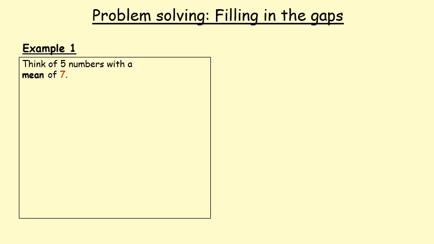Okay, so slightly different example. What we're going to work on now is filling in some gaps. So what I'm talking about when I say that is, so we've got this question here. Think of 5 numbers with a mean of 7. And the way I would start this is by drawing out just boxes, so I know how many boxes I need to fill up.